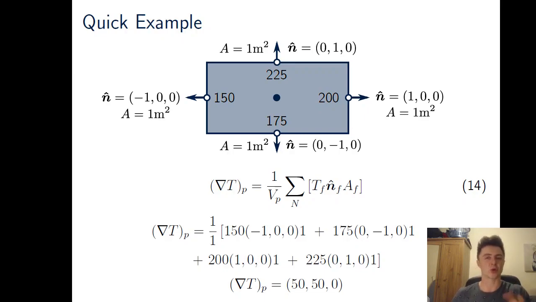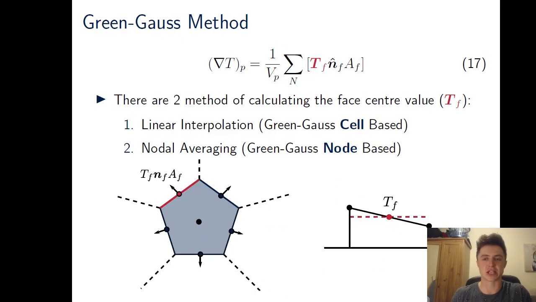So that should be a quick example which you can run through yourself with pen and paper if you want, just to check that you understand how the Green-Gauss method is working. You can always do this for a more complicated cell if you want to. But now let's look at cell-based and node-based schemes.